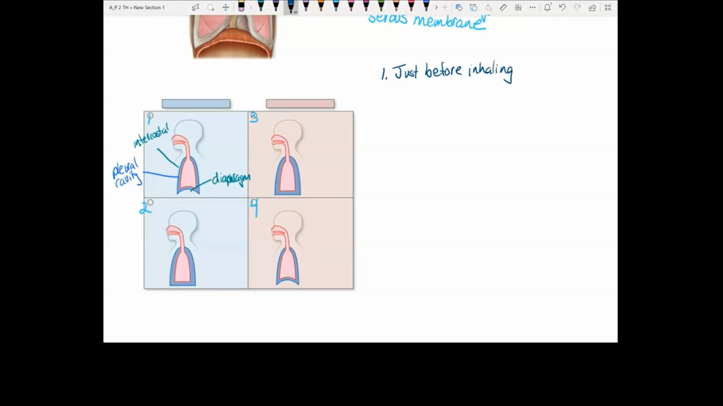Okay, in this state, your muscles are relaxed, the diaphragm and the intercostals. So if the muscles are relaxed, that means that your diaphragm is up. It forms a dome when it's relaxed. And when your intercostals are relaxed, your chest is in. So everything's compact. Everything is smaller right now. Your chest is in, your diaphragm is up. This means that that pleural cavity is small.